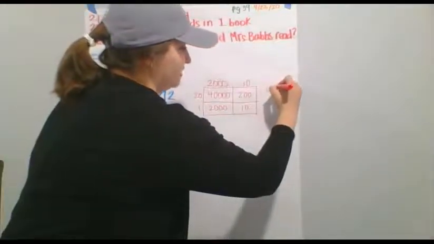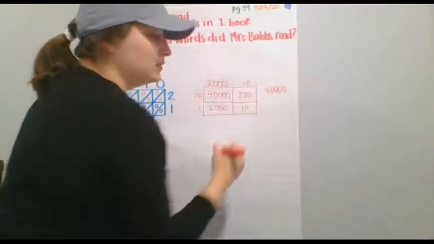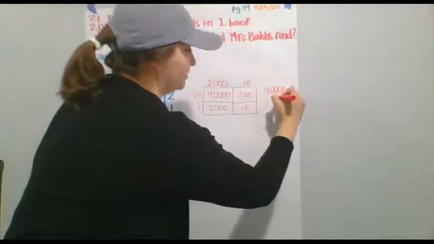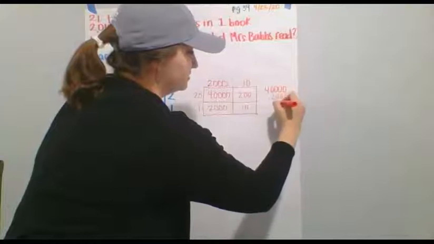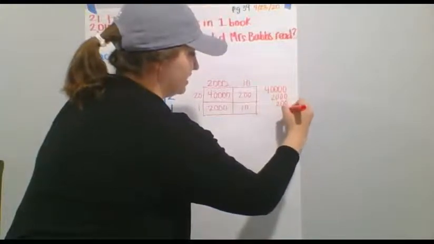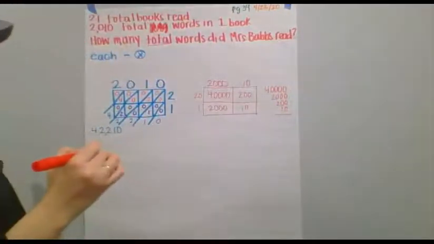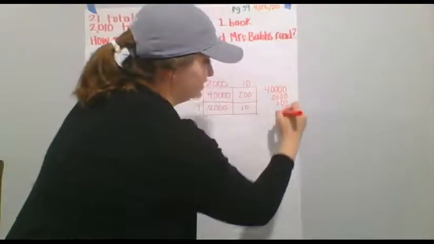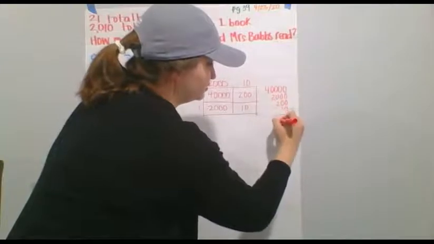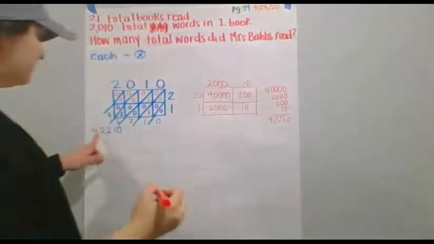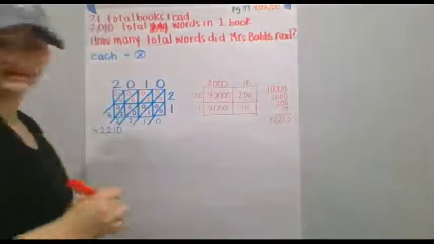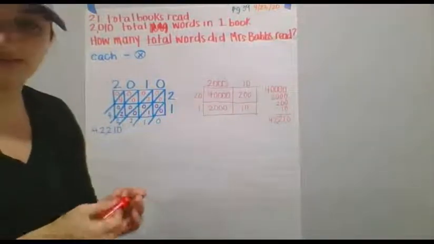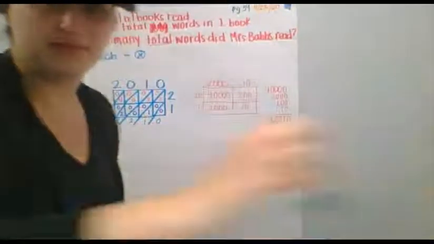So we have 40,000. And we want to make sure you're lining up your digits in the correct place value. We have 2,000, we have 200, and we have 10. So if you notice, now we're going to take our zeros, our 1, our 2, our 2, and our 4, and then we have the exact same answer.